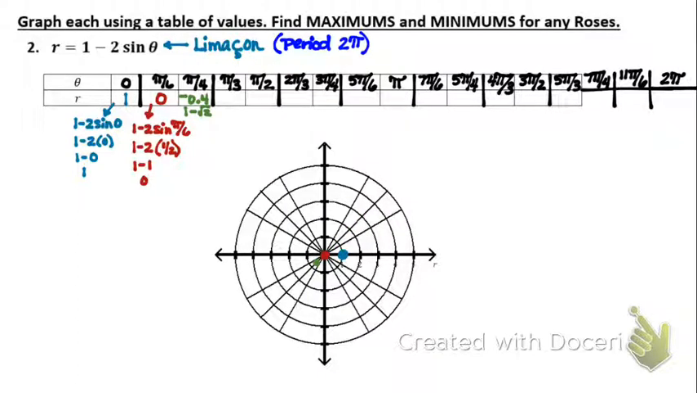What about pi over 3? One minus radical 3. What is that in decimal form? Negative 0.7. So here's pi over 3. I need to go backwards almost to the 1.